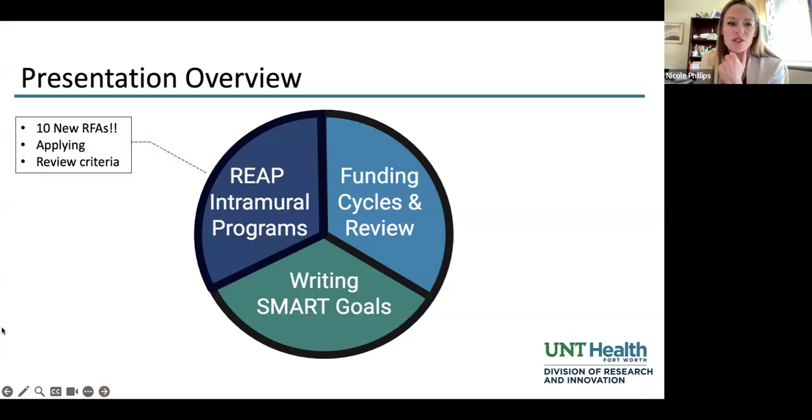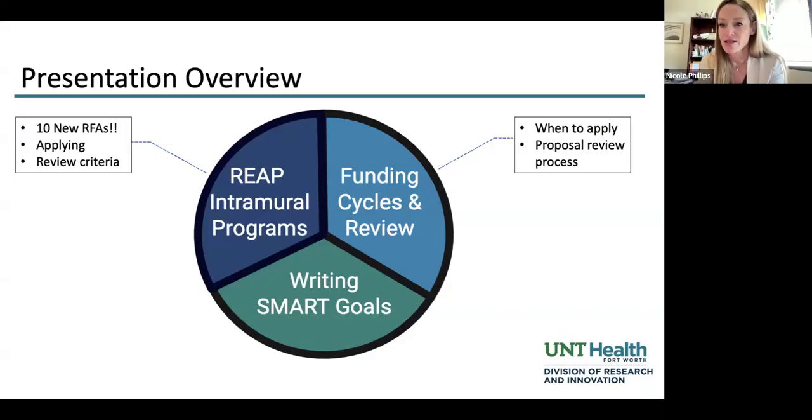So the first thing we'll talk about are the actual RFAs themselves. We'll walk through them quickly and introduce them conceptually, talk a little bit about some of the requirements for applying, and then we'll talk about the review criteria. We'll also talk about the funding cycles that we're planning for these RFAs moving forward. That's a set cycle that we'll be going through annually, when to apply, and then what the proposal review process actually looks like.